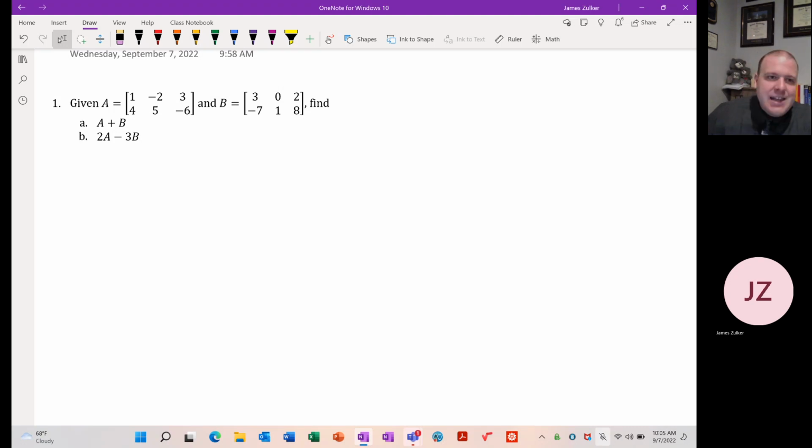In order to add two matrices together, they have to be the same dimensions, right? So if we look here, this matrix has 2 rows, 3 columns. This is a 2 by 3 matrix, right? B has 2 rows, 3 columns. That's another 2 by 3. They have the same dimensions, so we can add them together.